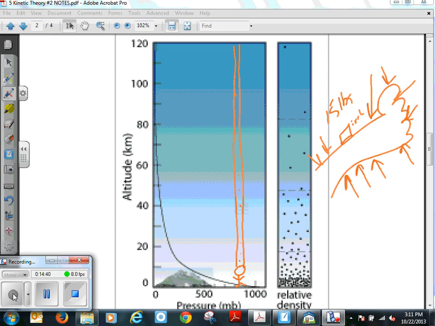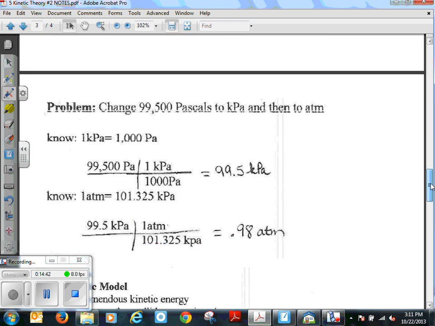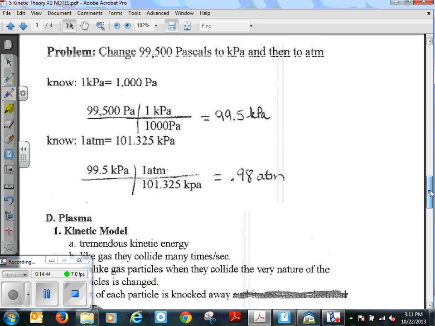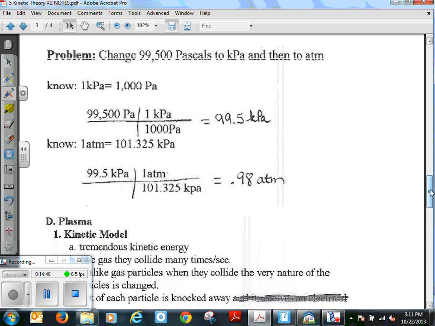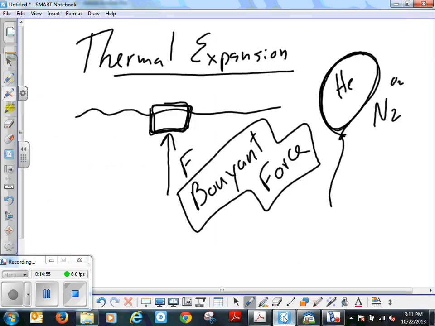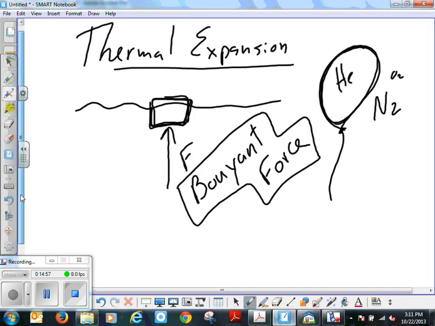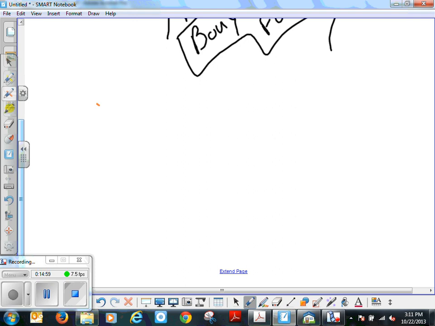Okay, so let's see if we can do a problem. Let's change 99,500 pascals to kilopascals, and then to atmospheres. Okay, so 99,500. You guys try this in your book. 99,500 pascals, and we want to get to atmospheres over here.